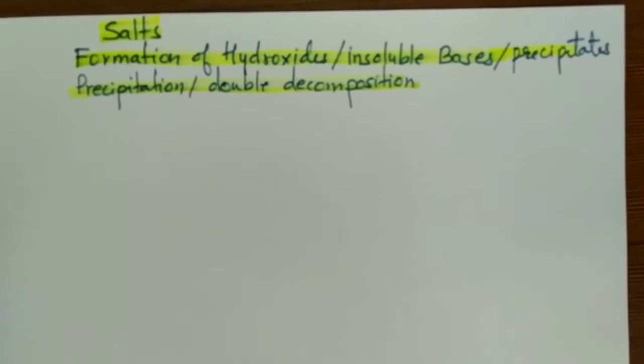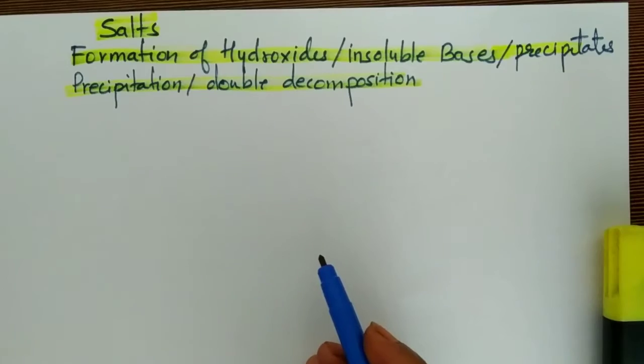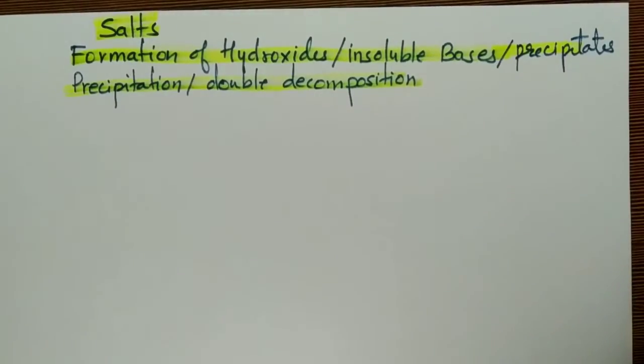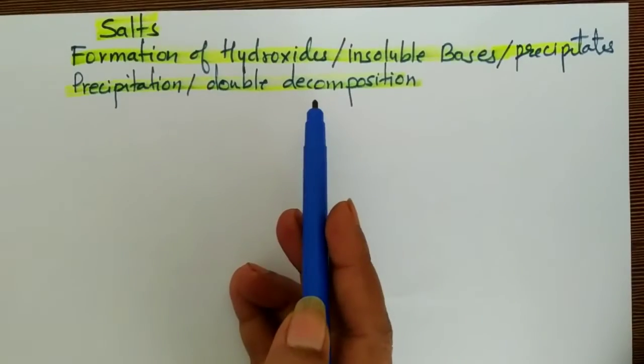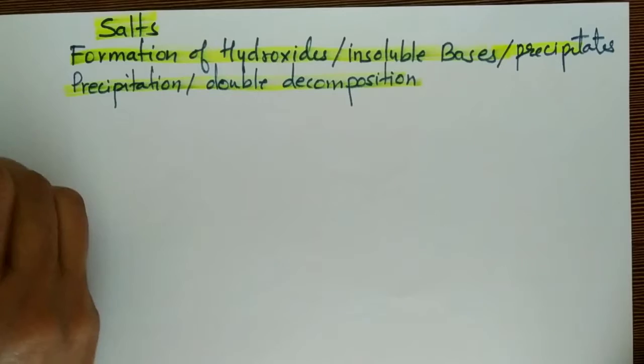Good afternoon, students. Let us study salts, formation of hydroxides. Hydroxides are insoluble bases and they are also precipitates. This is formed with the help of precipitation or double decomposition reaction. Let us see the first example.